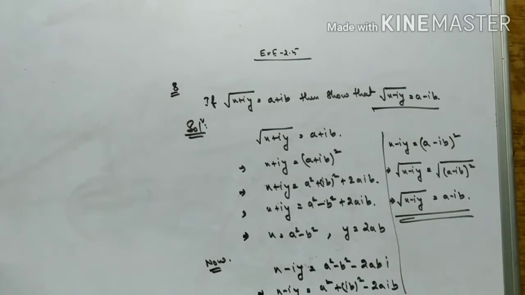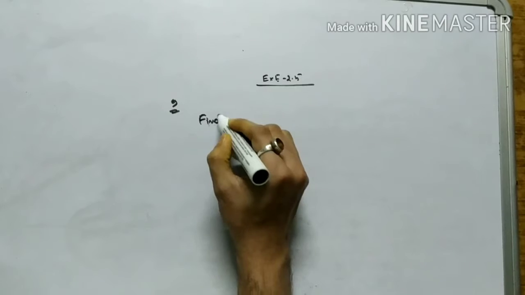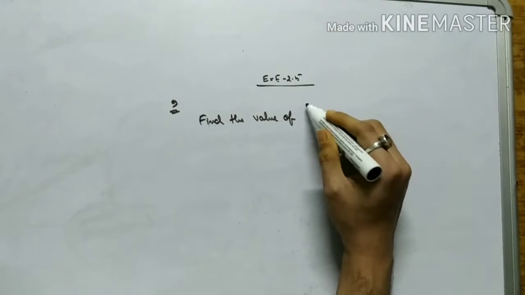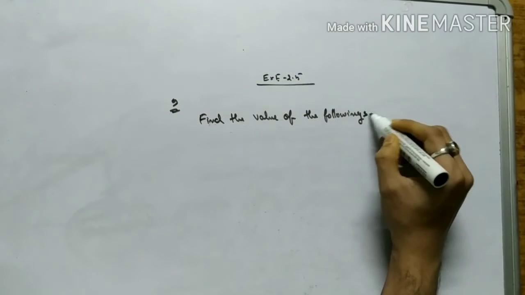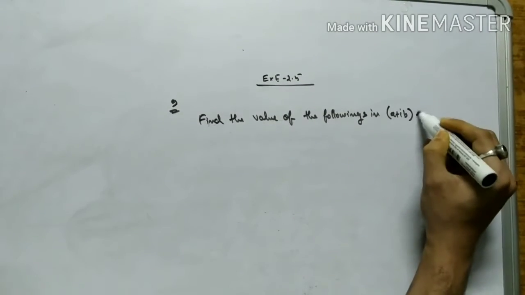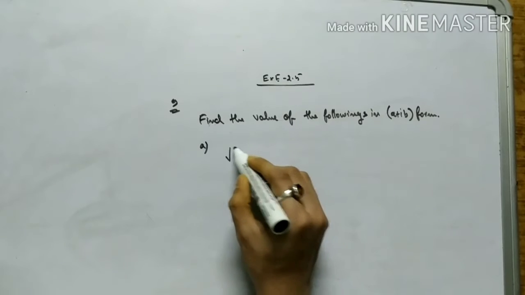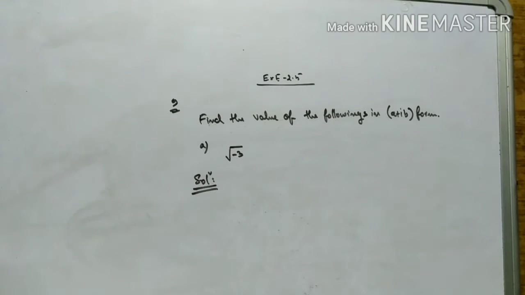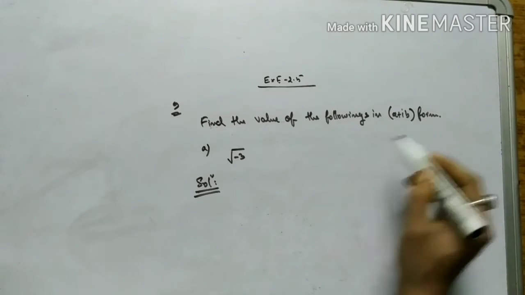Next I will go to question number 9. Question number 9, you see here. Find the value of the following in a plus ib form. Root over negative 3. Okay, in a plus ib form. First it is root over negative 3. So in here you see, a plus ib form I have to show.